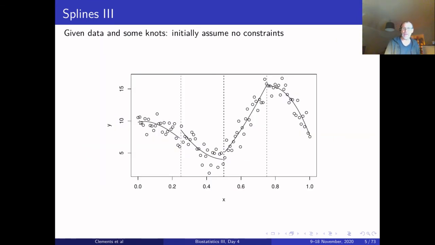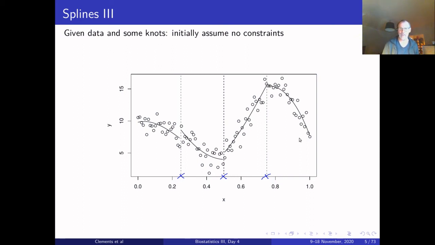A picture is worth 1,000 words. What we've done is we've generated some data, which are the circles. Then we've specified knots here, here, and here, and that could have been chosen just to separate out the data. Then the knots form intervals. In this first interval, what we do is we fit a cubic, and then in the next interval, we fit a cubic, and fit a cubic.